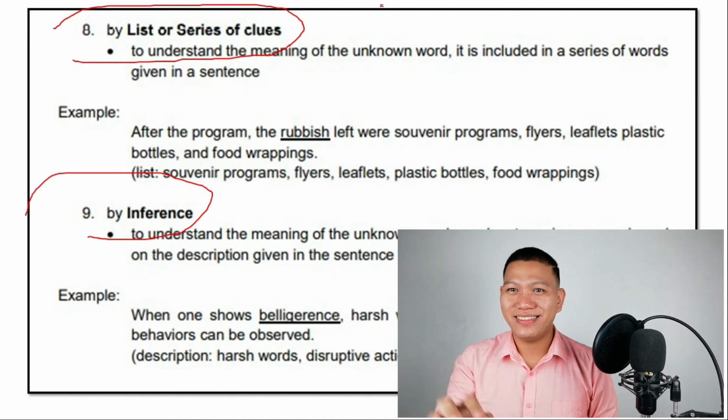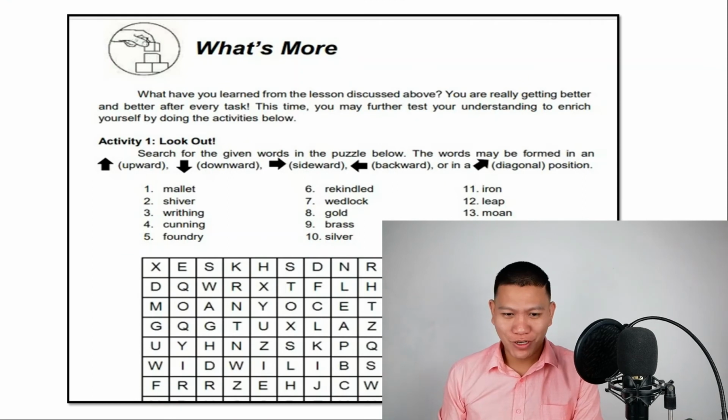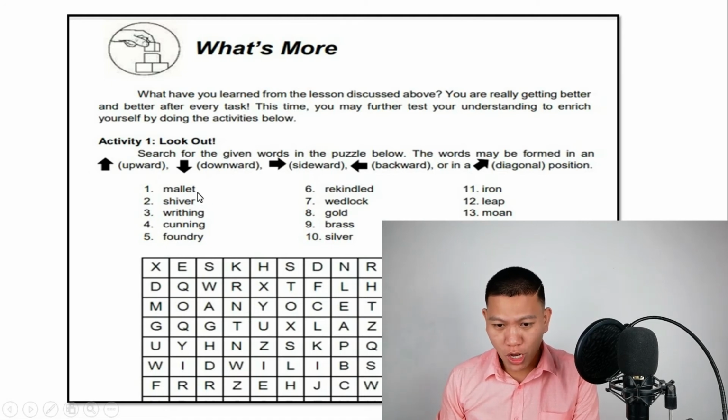Let us now begin. So let us continue to the activities and exercises. For what's more, activity 1, look out. So all you have to do here is search for the given words in the puzzle below. So here is the puzzle. So you have to search for the 15 words given, mallet, shiver, and so on.